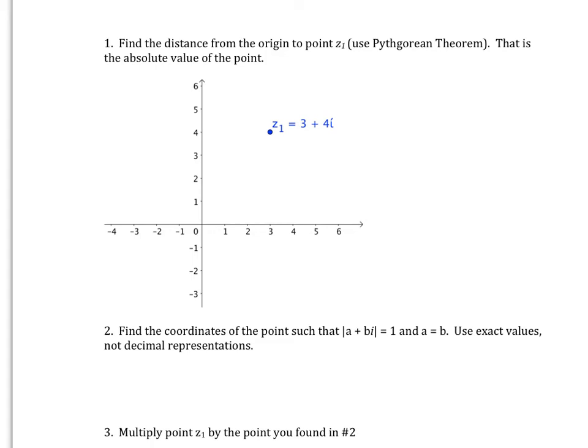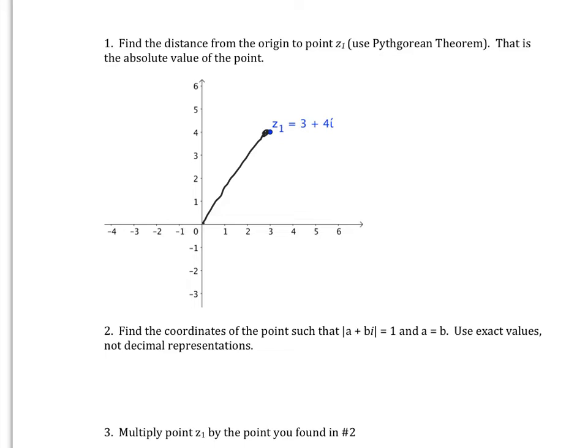Okay, so here our question is, how do we find the distance from the origin to point Z1? That is also called the absolute value of the point. And basically, it's the length in real life of that segment in the units on the coordinate plane.